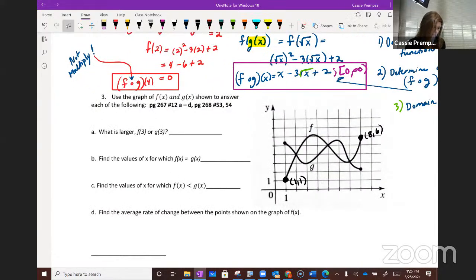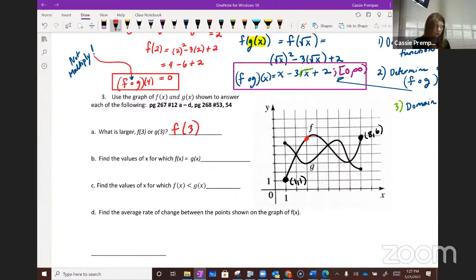All right, number 3. What is larger, f at 3 or g at 3? Why don't you turn to your partner and answer this one together? All right, I heard it almost unanimously. f at 3, because it's above function g. Its y value is bigger.